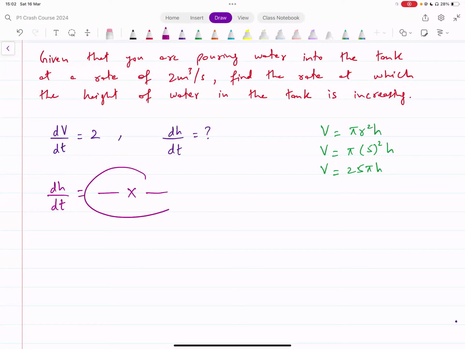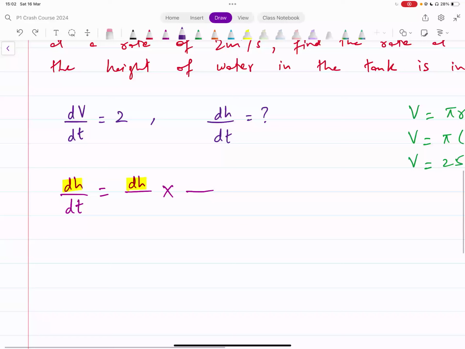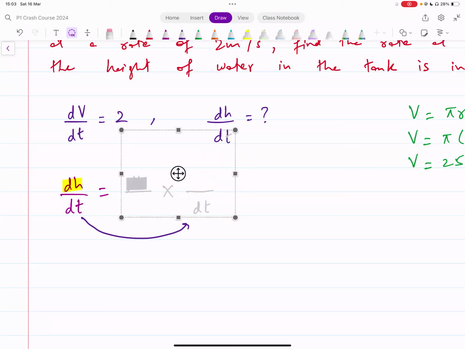We write two fractions, and they have to be multiplied together. The numerator of the first fraction is going to be the same as the numerator here, dh. We put the numerator of this fraction as the numerator of the first fraction, and the denominator of the second fraction is going to be the same as the denominator of this original fraction. So we break dh over dt down into two fractions like this.